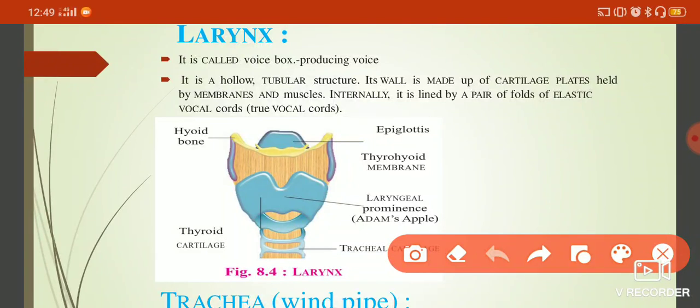Larynx opens into laryngopharynx through a slit-like opening. Laryngopharynx opens into this larynx by a slit-like opening called the glottis, and this is guarded by a lip-like structure, the epiglottis. It prevents the entry of food into the trachea.